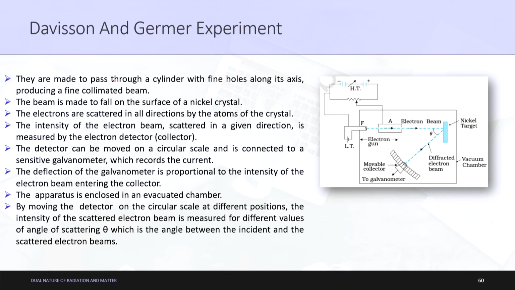Next, they are made to pass through a cylinder with fine holes along its axis, producing a fine collimated beam. So basically this is a cylinder. If you look very clearly, sorry I cannot zoom the figure, but as you can see, there is a slit here on both sides of the cylinder.